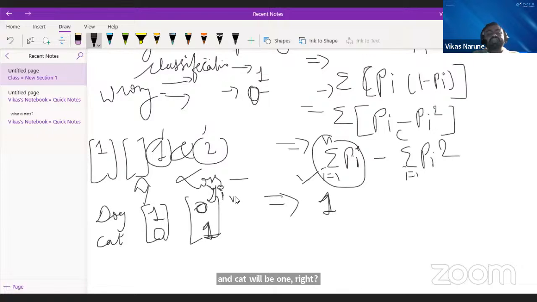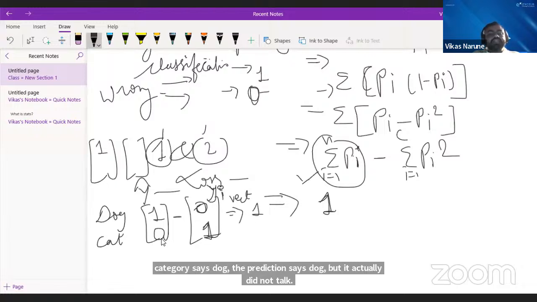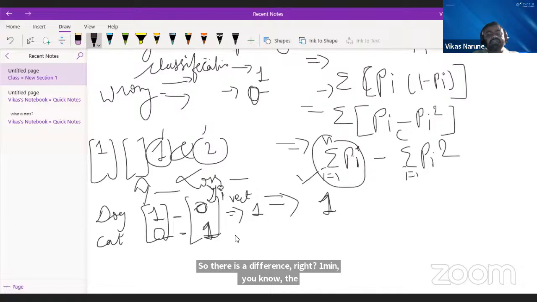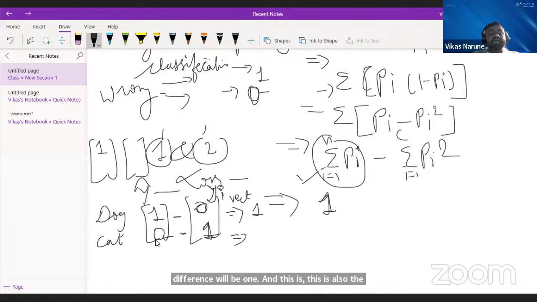This is what it will indicate in terms of vectors. These are called vectors of the classification. Then you have to understand the difference, guys: how to calculate the difference between actual and predicted here. In the loss function, if the prediction says dog but actually it is not a dog, there is a difference, right? 1 minus 0, the difference will be 1. And this is also a difference, because I am saying there is no cat, but in reality it is a cat, right?